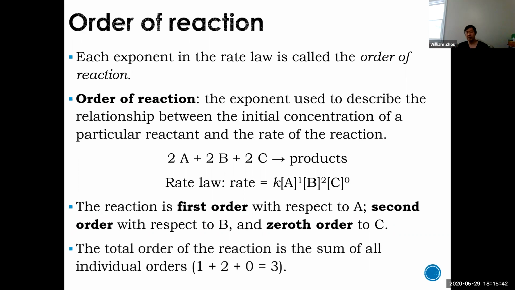You can also add up the orders to get the overall total order of the reaction. That is the sum of all the exponents. So in this case, 1 plus 2 plus 0, the total order is 3. All right, so does that make sense so far?